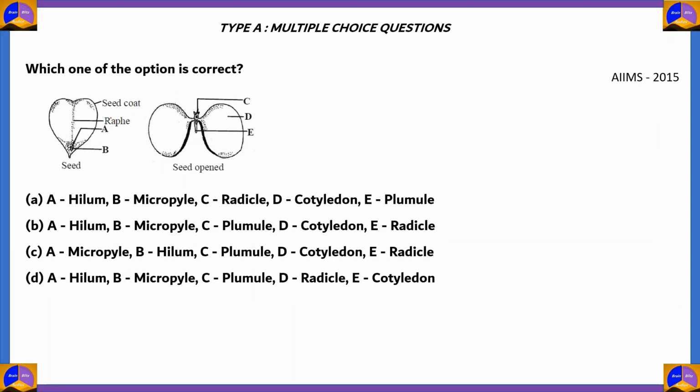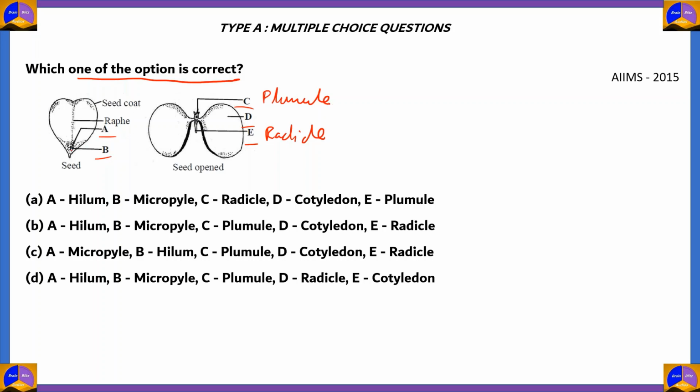Let's look at this question. Which one of the following options is correct? So we have to identify the 5 structures that are labeled here using the 5 letters A, B, C, D, E. So if you look at the second diagram, you find that E grows downwards and C grows upwards. So this is when a seed is opened. And you know that the part that grows downwards is a radicle, while the part that grows upwards is a plumule.